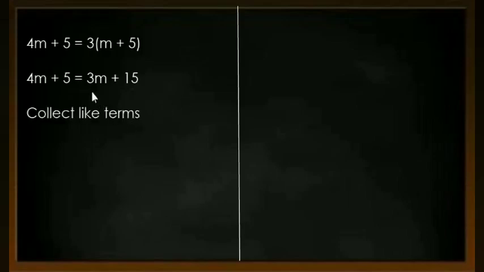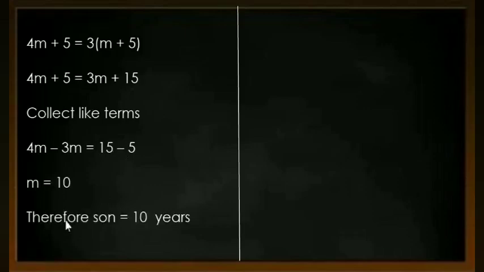Alright, so by collecting like terms, plus 3m will become minus 3m and plus 5 will become minus 5. 4m minus 3m is 1m, but in mathematics you don't like writing 1 as a coefficient. 15 minus 5 is 10, so therefore m will be equals to 10. This simply means that the son's age is 10 years and the father's age, which we were told that he was 4 times as old, will become 40 years old. So these are their present ages, just as we have been asked to find from the question.